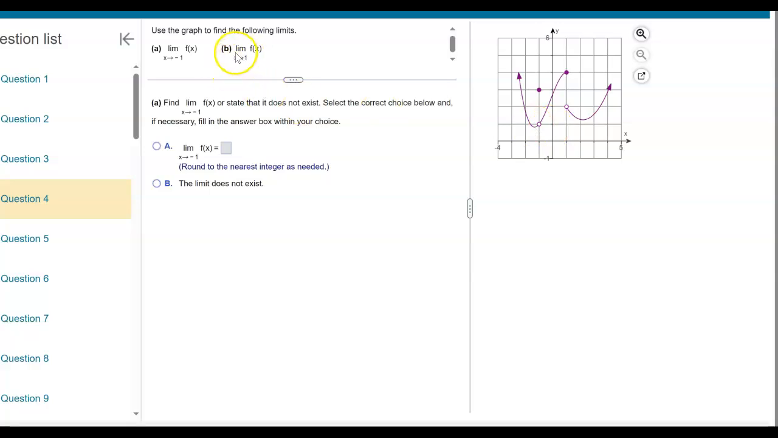What about the limit of the function as x approaches +1? Notice that from the right of +1, it is approaching the point here, that is 2. But from the left of 1, as x approaches 1, your curve is approaching a different point. It is approaching 4. So because the left-hand limit and the right-hand limit are not the same, we say that the limit of f of x as x approaches 1 does not exist.